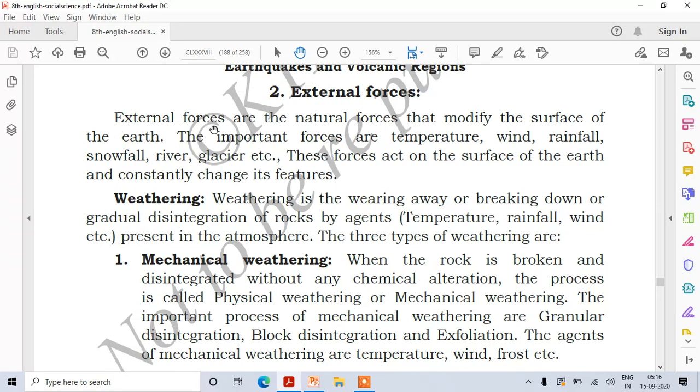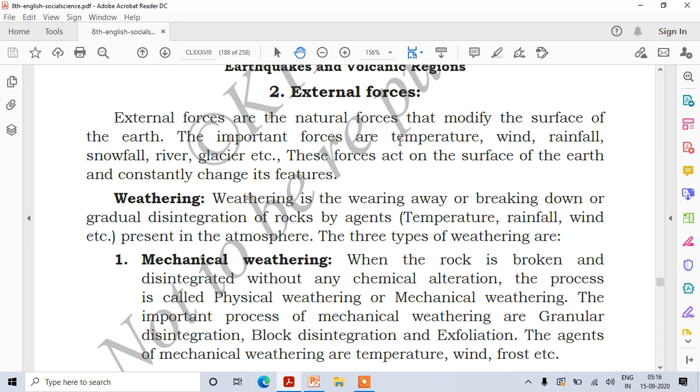External forces. Now we'll start with the second forces. About internal forces we have read about earthquakes, volcanoes and tsunamis. Now we'll start our discussion with the external forces. So what are external forces? The natural forces that modify the surface of the earth. External forces are the natural forces that modify the surface of the earth, and the important external forces are temperature, wind, rainfall, snowfall, river, glacier, etc.